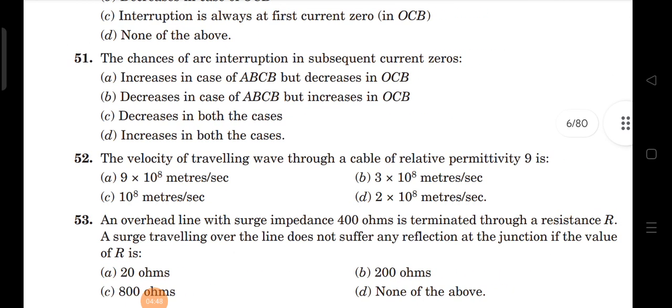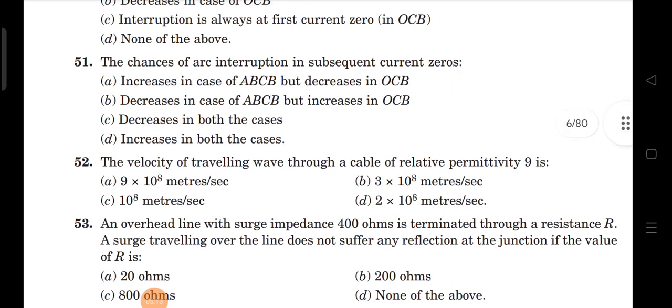Next, the velocity of a traveling wave through a cable of relative permittivity 9 is. Okay, the velocity of a traveling wave for overhead lines is constant, that is 3 into 10 to the power 8 meters per second, or 3 into 10 to the power 5 kilometers per second, both are the same.